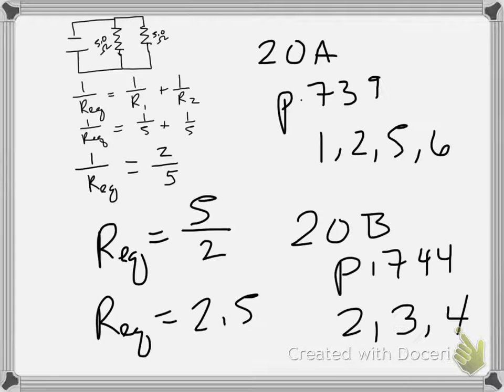Also assigned, so we've got 20A, which is series, and 20B, which is parallel, problems 2, 3, 4. Page 739, page 744, and I'll give you time to work. Tomorrow we're going to work and look at these. Tomorrow you're just going to work on the problems and we'll chit-chat, and we may introduce complex circuits tomorrow. We'll see where we get to.